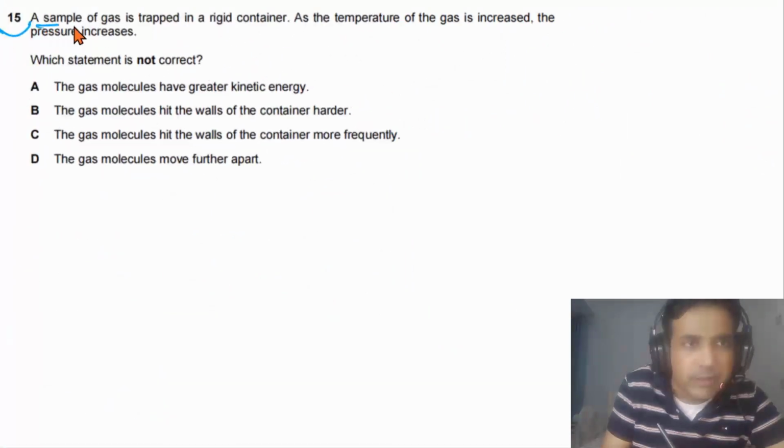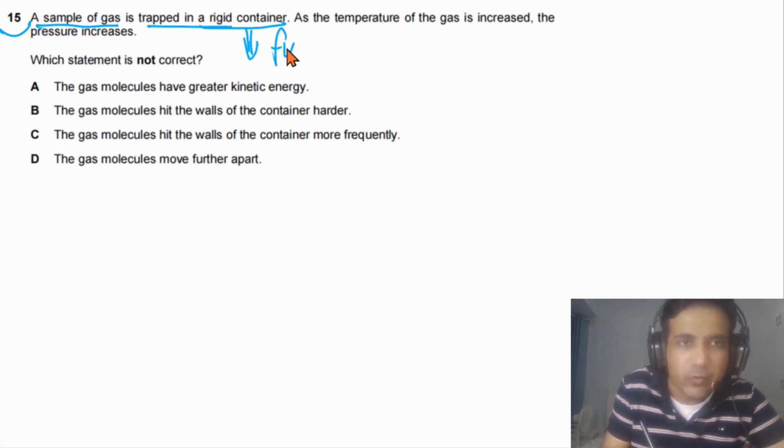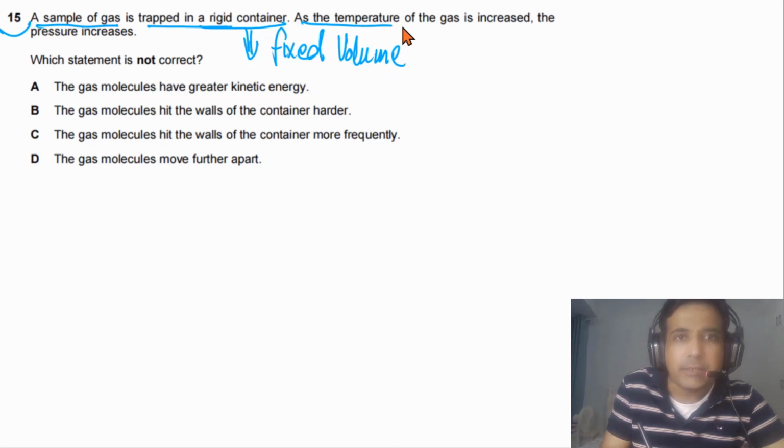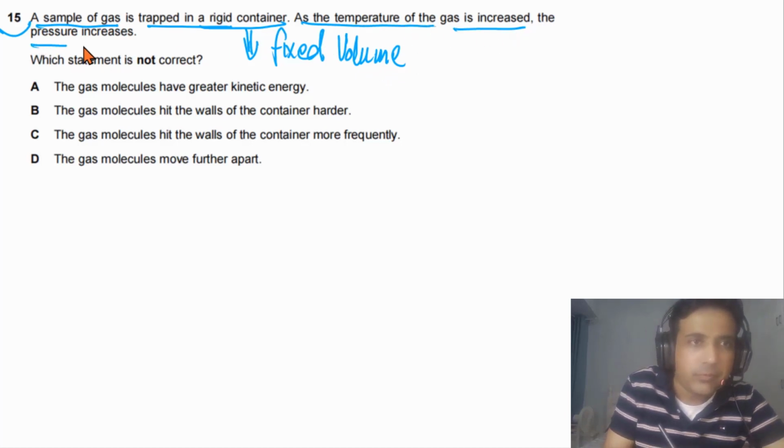Question 15 says a sample of gas is trapped in a rigid container. Rigid container means that fixed volume. So this is the point you need to understand. Rigid container means volume is fixed. As the temperature of the gas is increased, the pressure increases. Which statement is not correct?